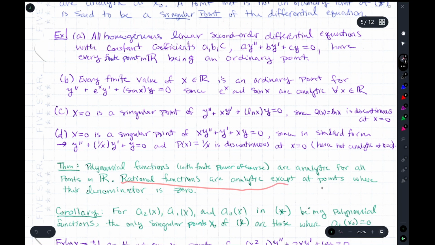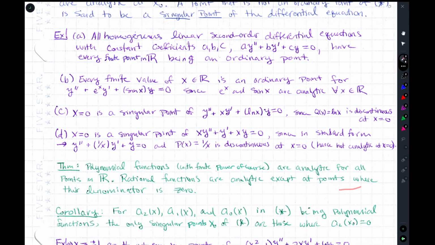Rational functions are analytic except at points where their denominator is 0. The only problem you'll get with a rational function, what is a rational function? One where you have the ratio of two polynomials. You only run into problems where you get a discontinuity where the denominator is equal to 0. Here we're assuming the rational function is in reduced form, so that there are no common factors between the numerator and denominator. So when the denominator equals 0, that's where you have a problem, and you'll get a discontinuity, and hence the function is not going to be analytic at a discontinuous point.